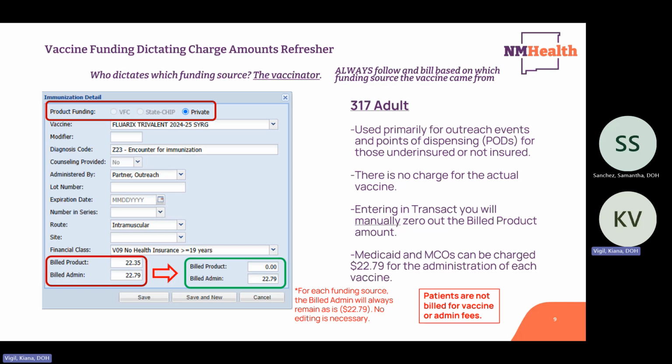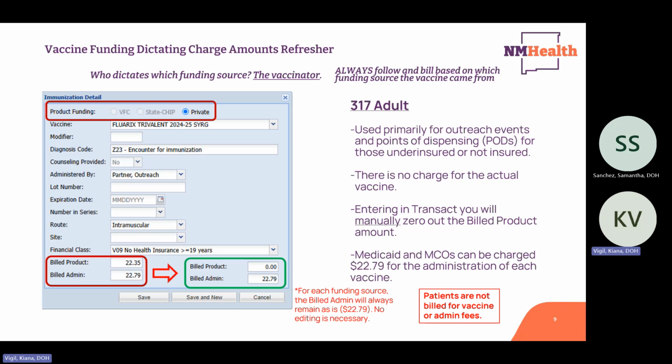Next is the funding source 317 adult. It is used primarily for outreach events and points of dispensing for those underinsured or not insured. There is no charge for the actual vaccine, so when entering in Transact, you will manually zero out the billed product amount. Medicaid and MCOs can be charged $22.79 for the administration of each vaccine.